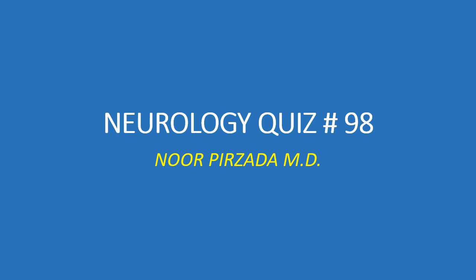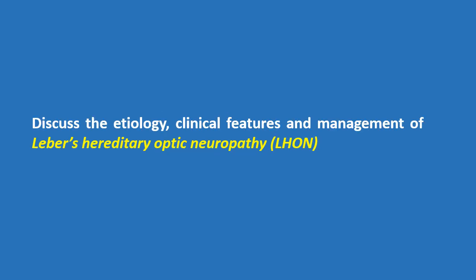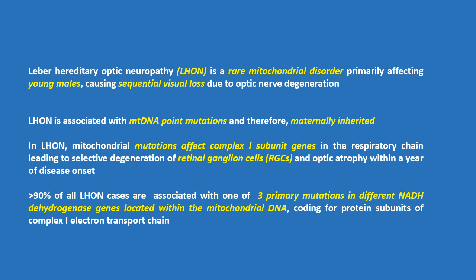Neurology Quiz number 98. Discuss the etiology, clinical features, and management of Leber's hereditary optic neuropathy, or LHON. LHON is a rare mitochondrial disorder primarily affecting young males, causing sequential visual loss due to optic nerve degeneration. LHON is associated with mitochondrial DNA point mutations and therefore maternally inherited.